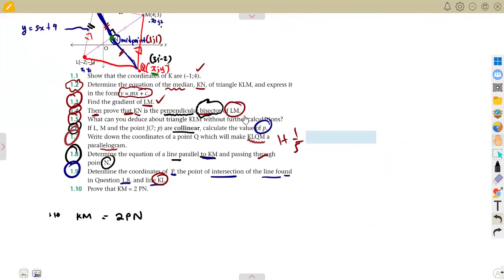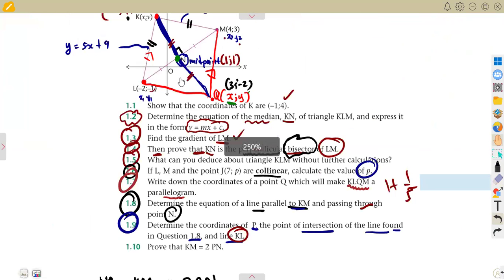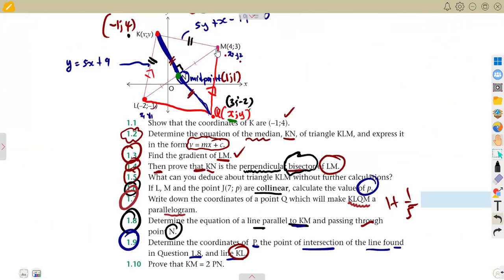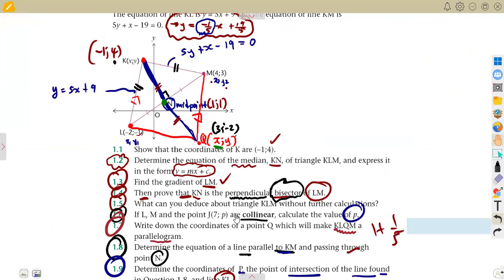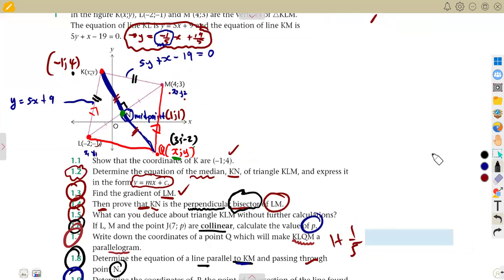KM, we have got the point K and M here. So you're going to calculate the distance of KM. Let me calculate it on the diagram here, answering question 1.10. Remember, we want to prove that KM is equal to 2 times PN. Let's start with the length of KM.